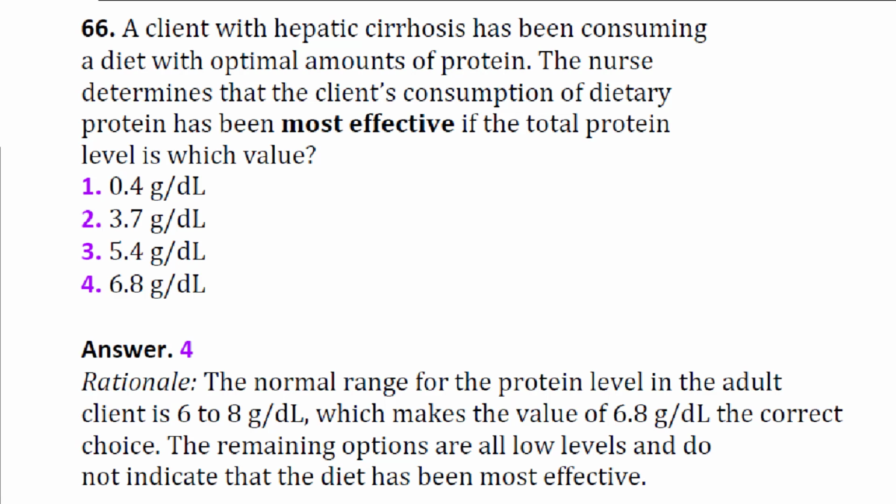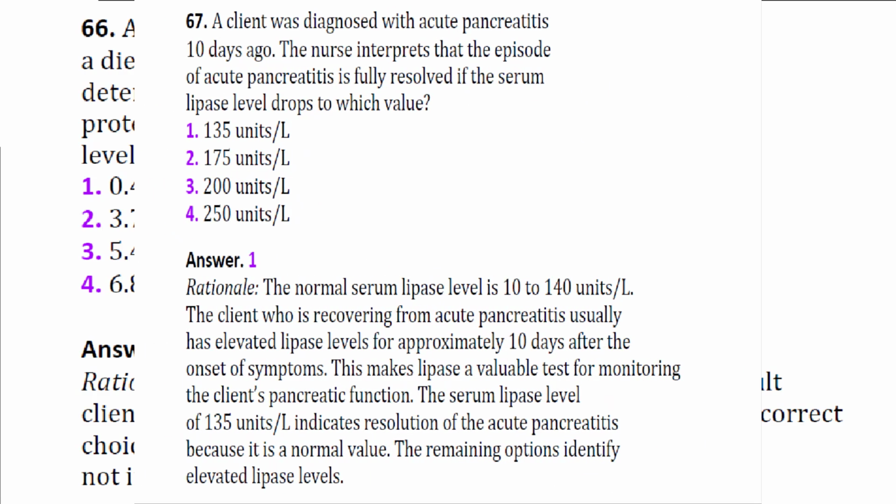Answer. 4. Rationale: the normal range for the protein level in the adult client is 6 to 8 grams/dl, which makes the value of 6.8 grams/dl the correct choice. The remaining options are all low levels and do not indicate that the diet has been most effective.